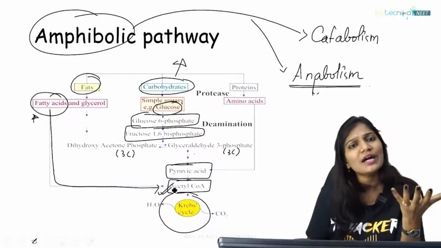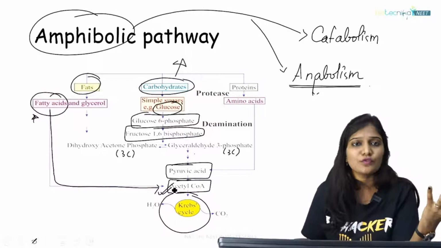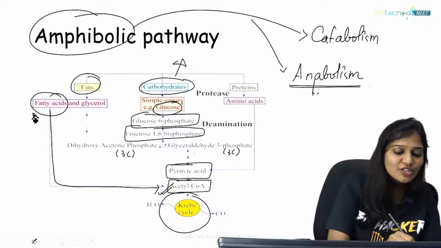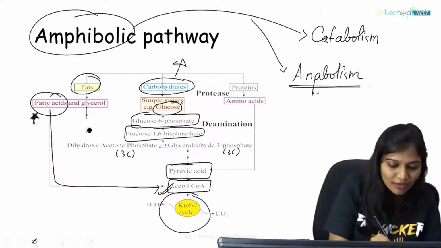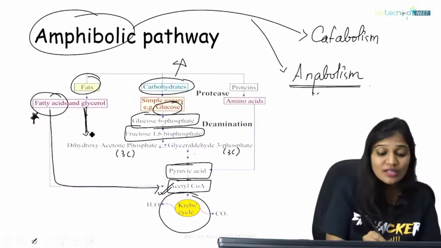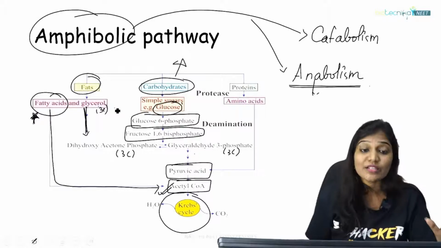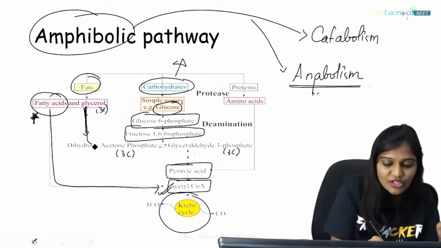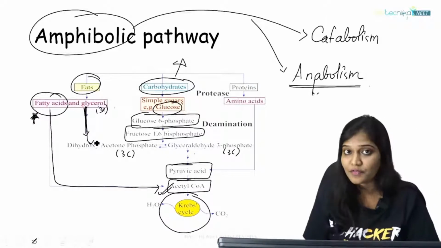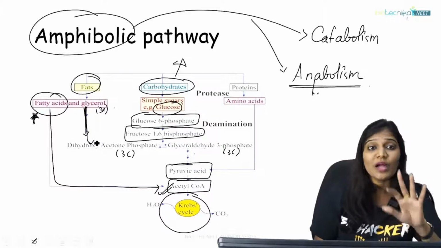Just remember, acetyl-CoA itself gives you an idea. It's related to fats. So fatty acids will change into acetyl-CoA. What about glycerol? Just remember, glycerol is a 3-carbon compound. So what will happen? Dihydroxyacetone phosphate. So glycerol will change into dihydroxyacetone phosphate. Fatty acids will change into acetyl-CoA.